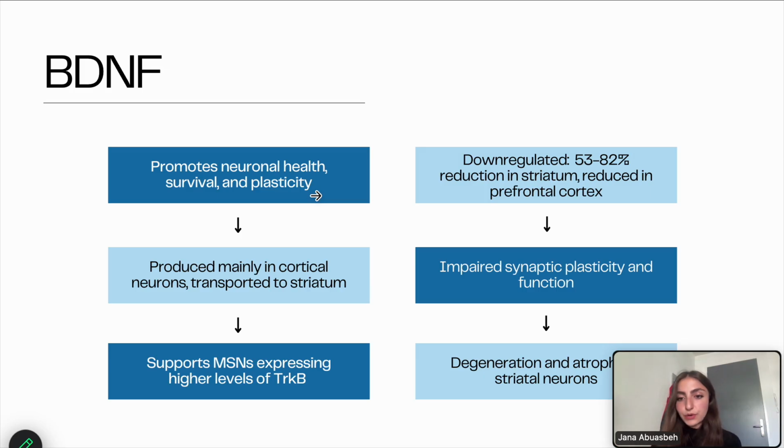BDNF is shown to be downregulated in Huntington's disease. We see up to an 82% reduction in the striatum, and it is shown to be reduced also in the prefrontal cortex. This reduction leads to impaired synaptic plasticity and function, as well as degeneration and atrophy of neurons in the brain, especially in the striatum.